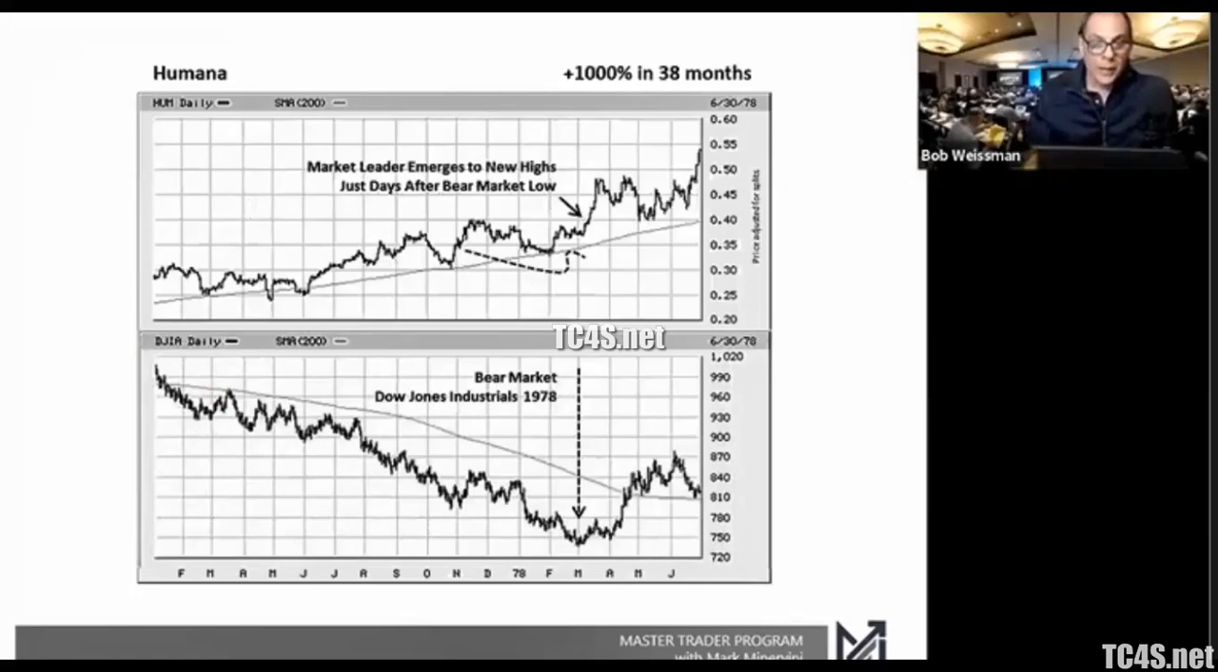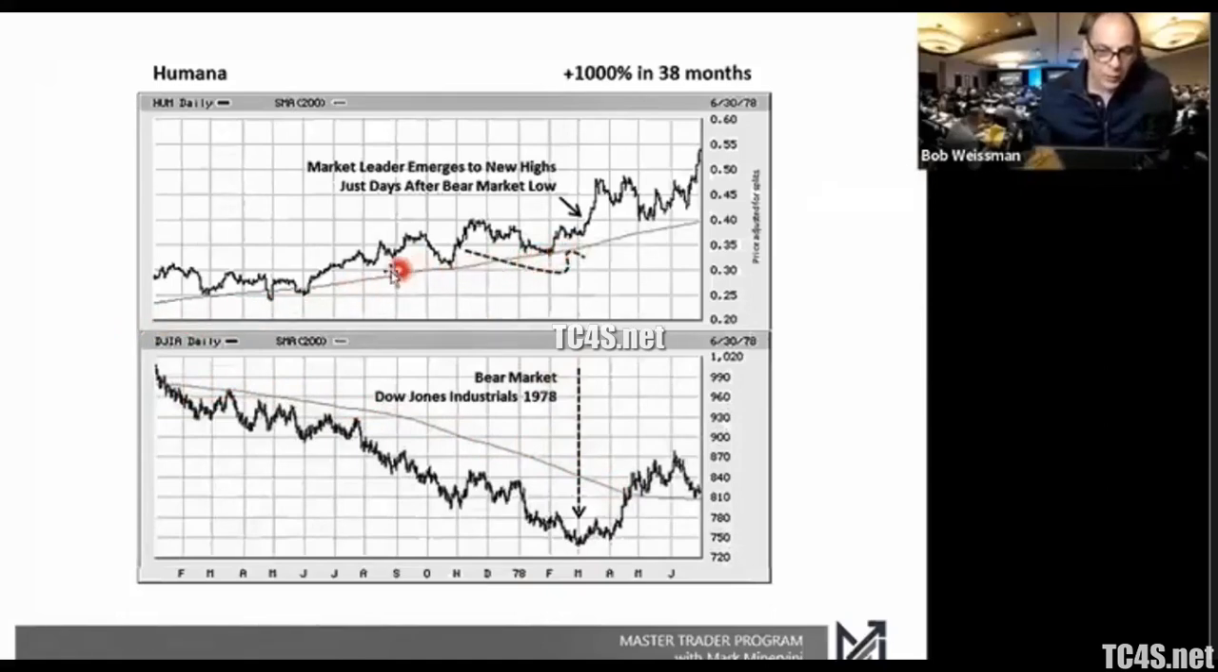Now, looking at Humana, right? Humana today is a big company. But if we go all the way back to 1978, Humana was not a big company back then. Again, these were small mid cap names. But look at Humana coming out of a base, moving into new high ground, almost off the dead low of the market. That's a coincident move, right? And I want you to look at the contrast. Look at the market in a downtrend, below the 200-day. Look at the stock in an uptrend above the 200-day.